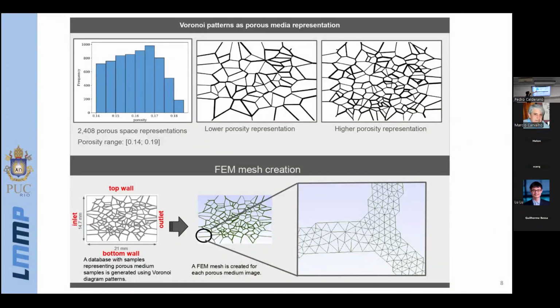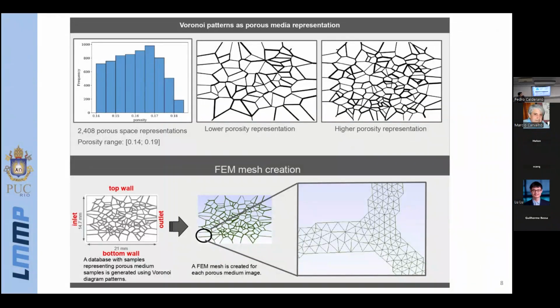Well, in this Voronoi pattern, the black lines are the voids in porous media where the fluid can flow, and the white regions are basically the solid grains. Based on the random numbers, I would get lower or higher porosity representations, and my data set was developed with over 2,400 porous media representations, with a porosity range between 14 and 19%.